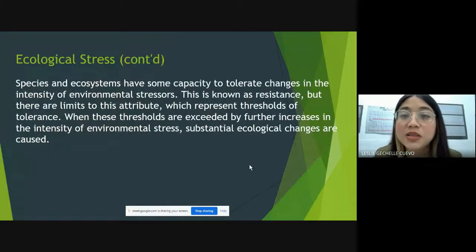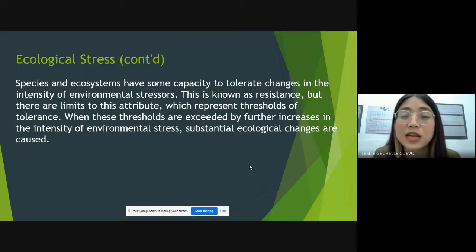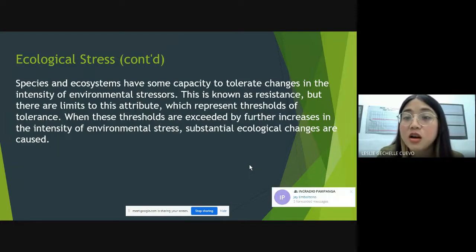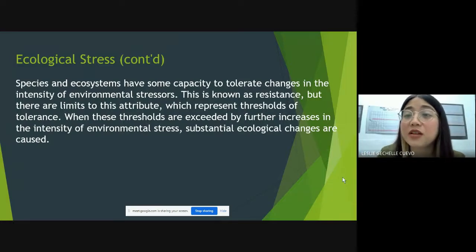Species and ecosystems have some capacity to tolerate changes in the intensity of environmental stressors. This is known as resistance, but there are limits to this attribute, which represent thresholds of tolerance. When these thresholds are exceeded by further increases in the intensity of environmental stress, substantial ecological changes are caused.